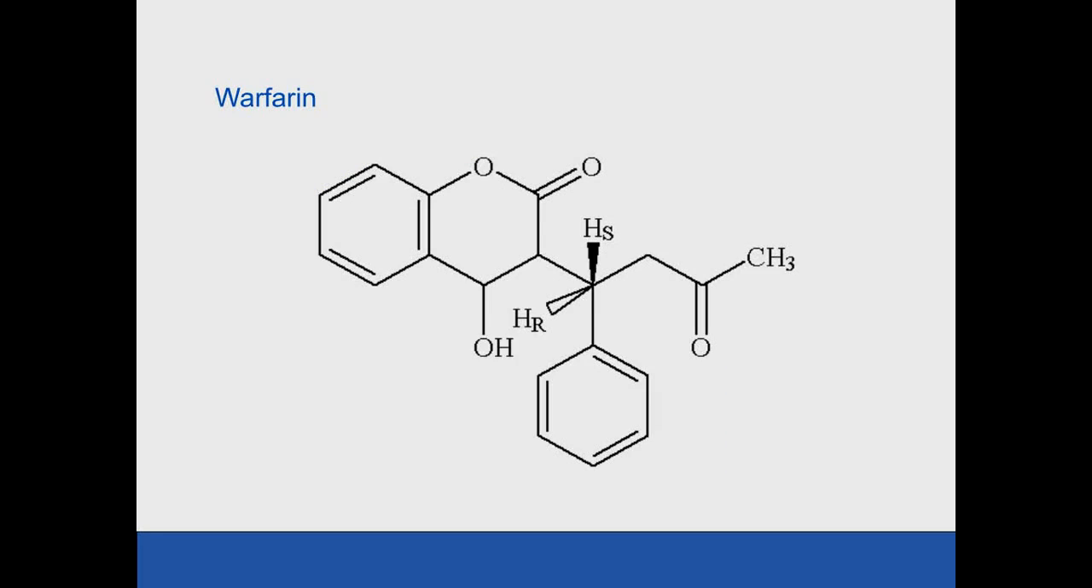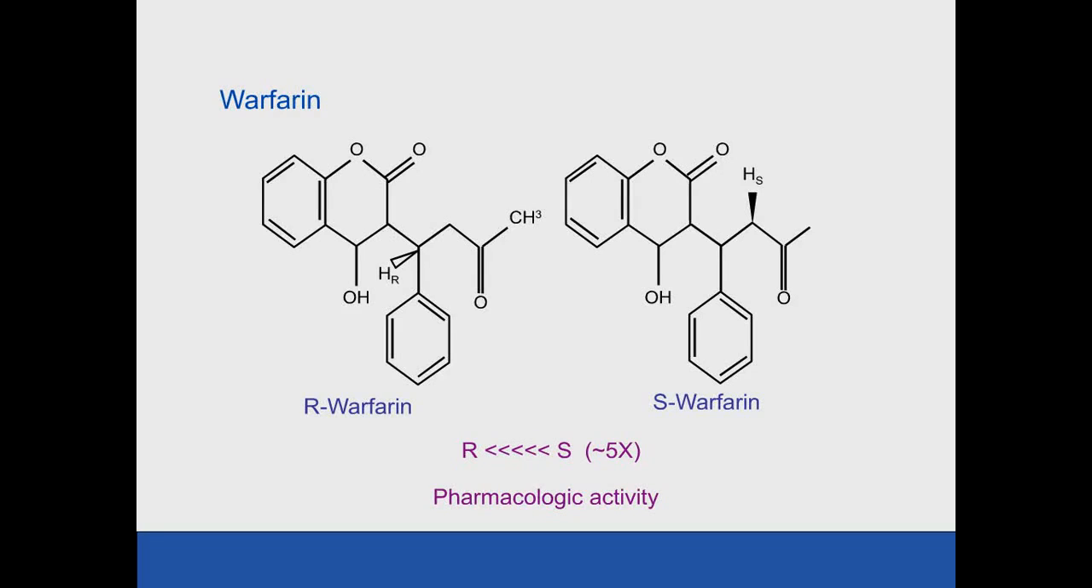So here's the warfarin molecule. It's a coumarin derivative. It has an isomeric carbon in it, so it has an R and S isomer. You can see the HS and HR. Let's flip to the next slide. It starts to become a little bit more clear. S-warfarin is the active form of the drug. It's approximately 5 times more active than R-warfarin. So the majority of the focus of this presentation going forward is going to be on the S-warfarin isomer.